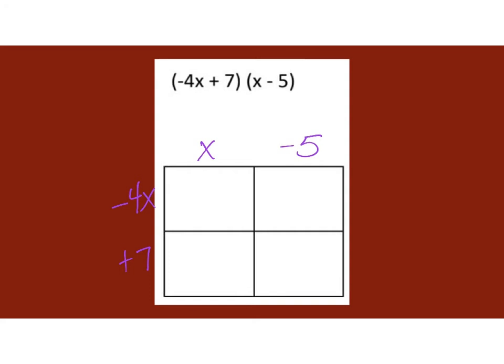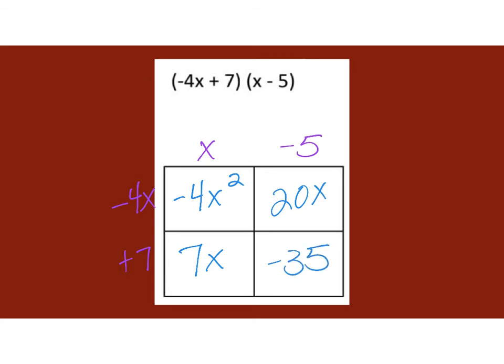So now I'm going to go ahead and multiply. I have negative 4x times x, so this would be negative 4x squared. Then I have negative 4x times the negative 5, so this would be positive 20x. Bottom left-hand corner, 7x, and then negative 5 times 7 would be negative 35.